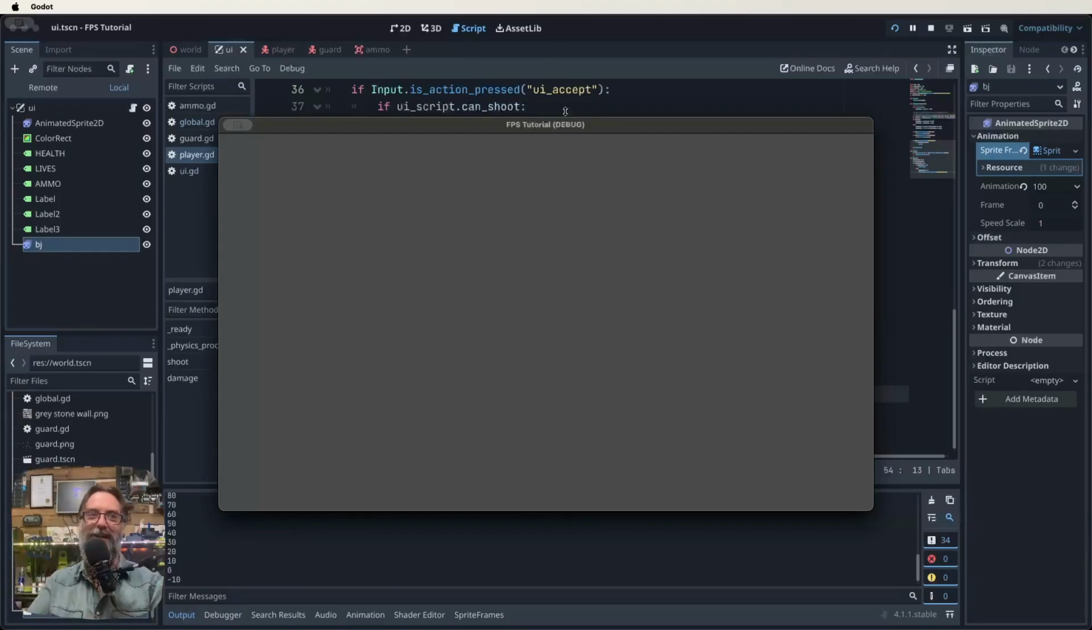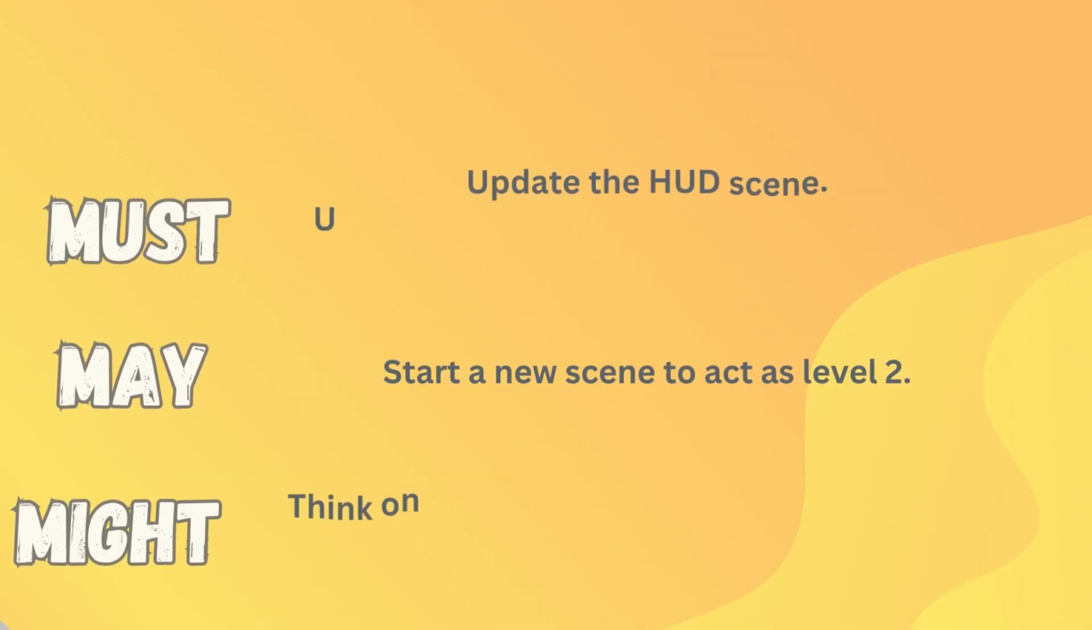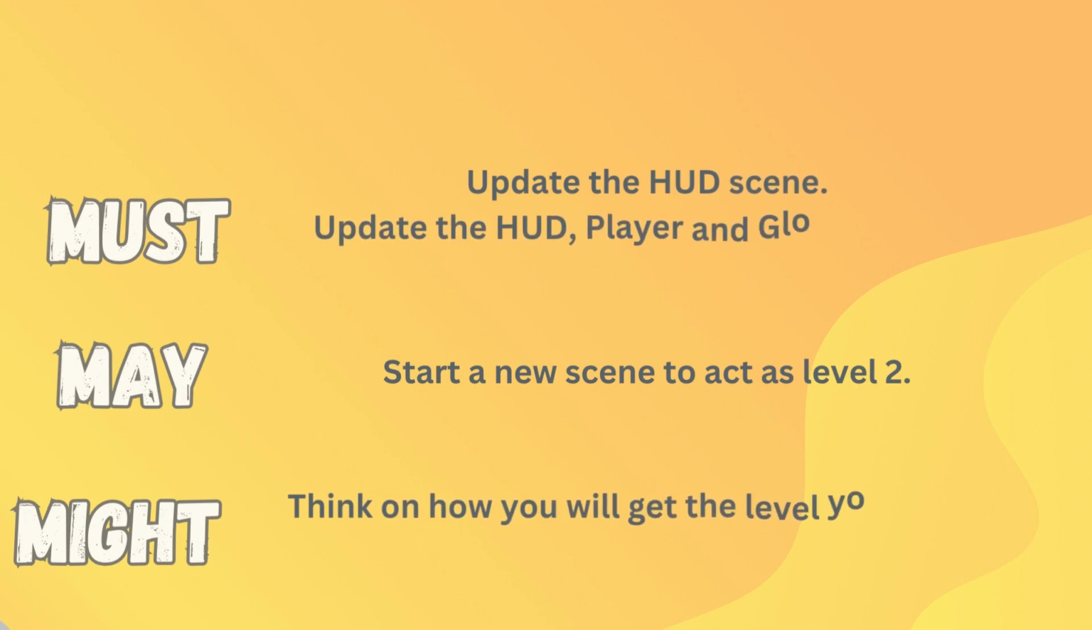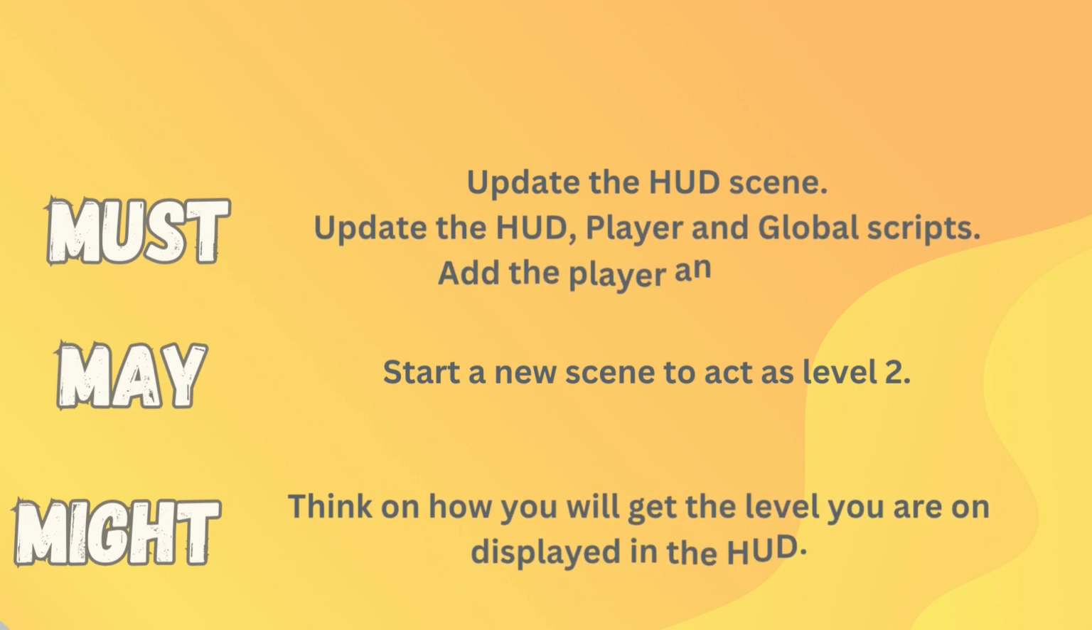So let's go look at our must, our may, and our might. What must you get done? Well, you're going to need to update that HUD or UI scene with the relevant new parts. You're going to need to update the script for it as well. You're also going to need to update the player script to handle some of that logic around lives and the global script to give our player lives. So those are all musts. We've got to get those done to make sure that we're keeping up.